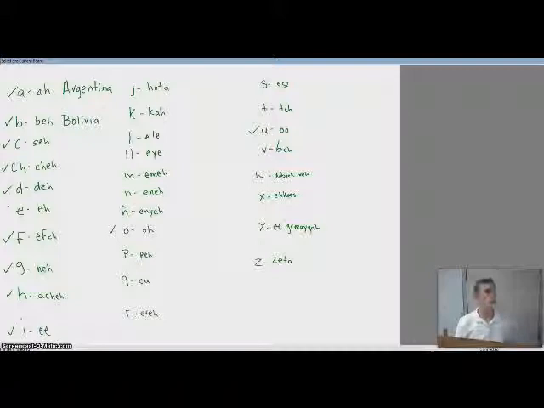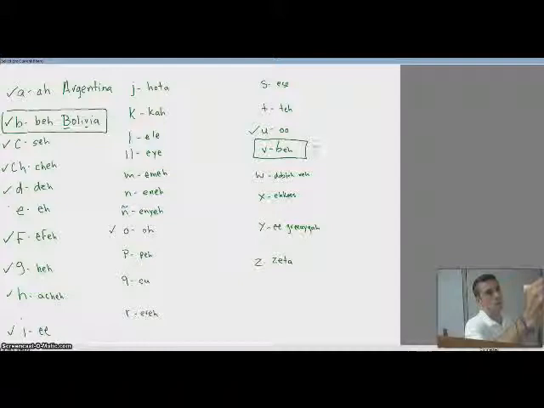Really important to note that both of these letters here, the B and the V in Español, are pronounced exactly the same. Depending on where you are in the Spanish-speaking world, this will be called B grande, whereas your letter V may be called V, or it may be called B chica, meaning small B. We'll use Bolivia because it contains both letters and they both sound the same.